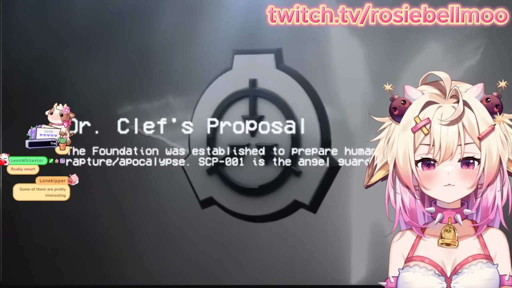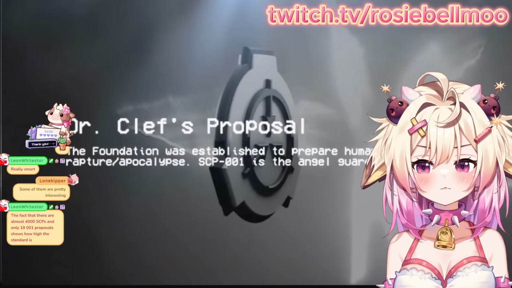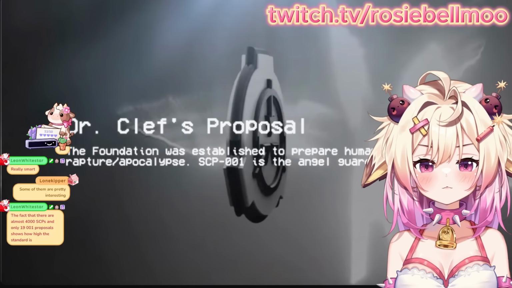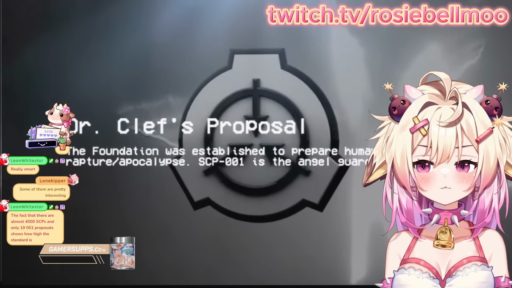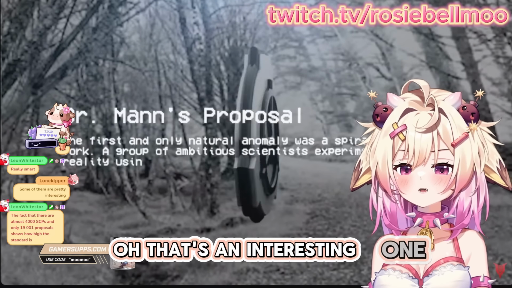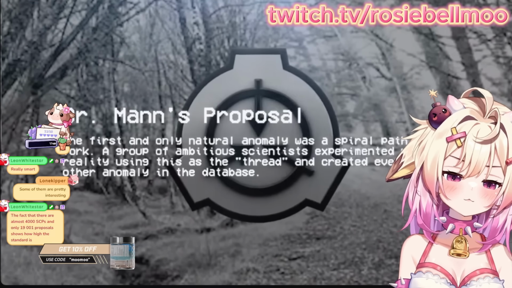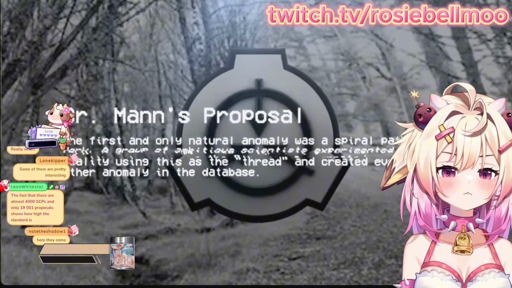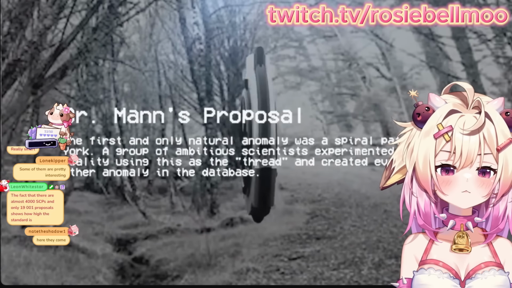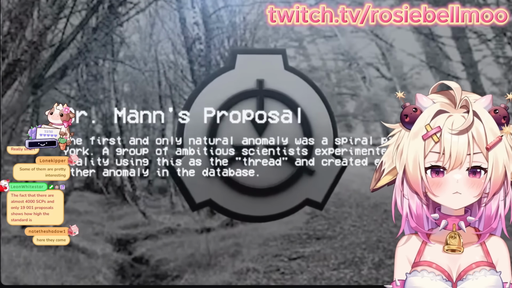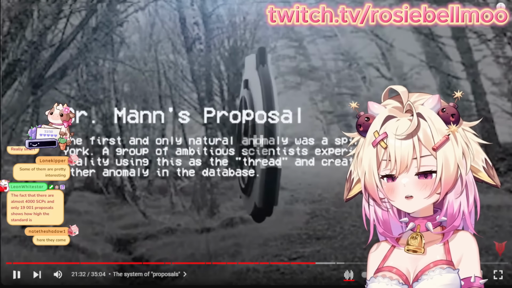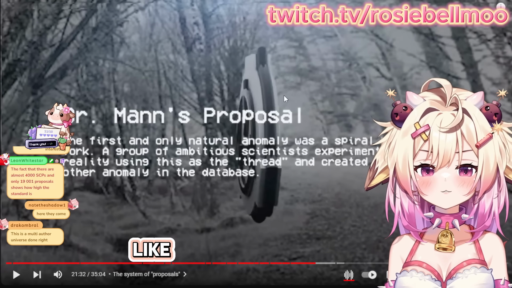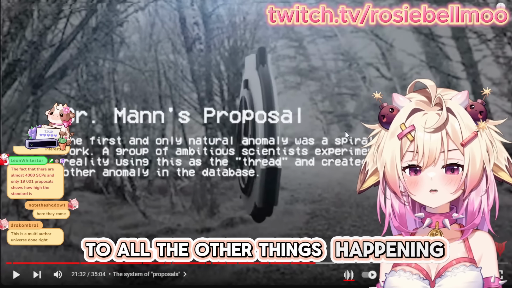Number 1. Dr. Clef's proposal. The Foundation was established to prepare humanity for the rapture or apocalypse. SCP-1 is the angel guarding Eden. Oh, that's an interesting one. Number 2. Dr. Mann's proposal. The first and only natural anomaly was a spiral path in New York. A group of ambitious scientists experimented with reality using this as the thread and created every single other anomaly in the database. Oh, okay. So this theory is like, this is what started the chaos. Like, it was the first step to all the other things happening.